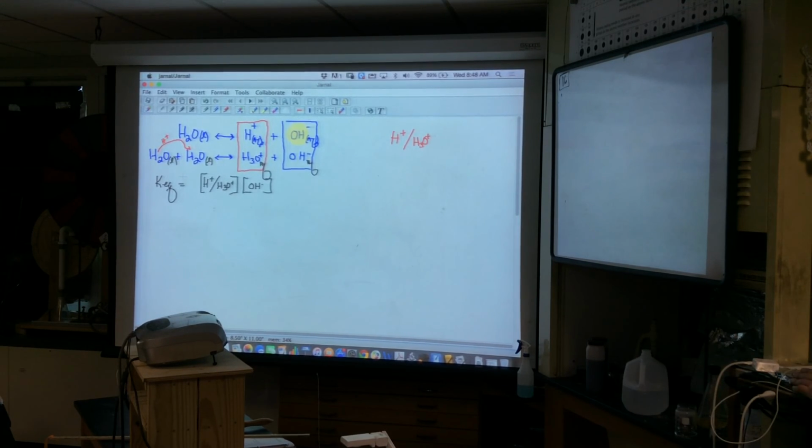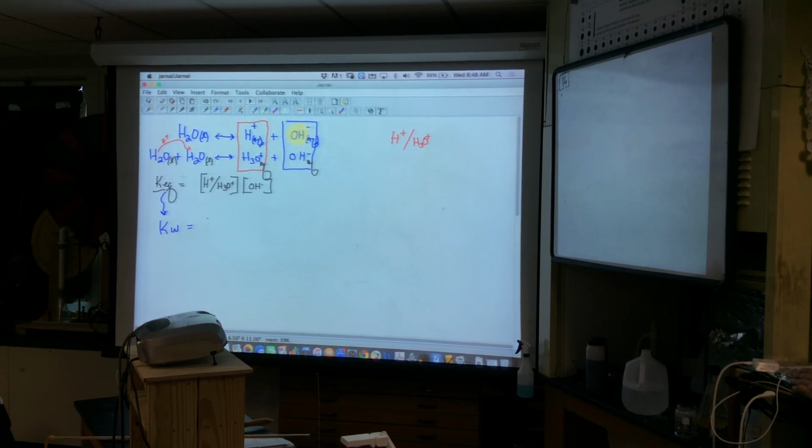Now, what's so important about this? Let me rewrite this over here to make it bigger and use more of the board. Now, we'll just keep it where it is. Because this is such an important reaction to reactions in aqueous solutions, especially biological, we're going to rename this. For salt, it's Ksp. For water, we call it Kw. So Kw is equal to that.